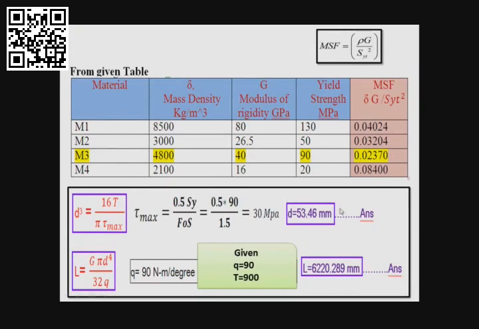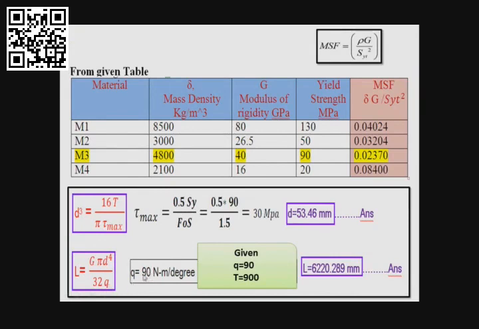If you substitute this 30 in this equation, we are going to get diameter equal to 53.46 mm. Again, if you want to find the length, substitute in this length equation, which we already formed in the previous slide. You will get the length of the shaft. G is the modulus of rigidity, which is equal to 40 into 10 raised to 9. If you want to substitute values in meter, substitute all values in meter. If you want to substitute in mm, substitute all values in mm. So don't get confused in the units.